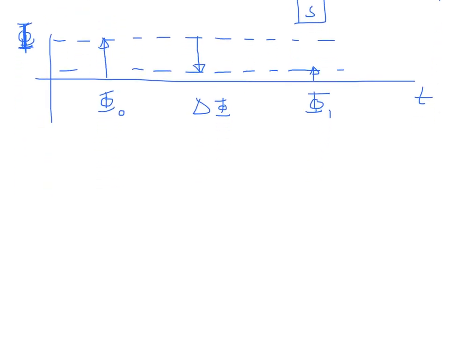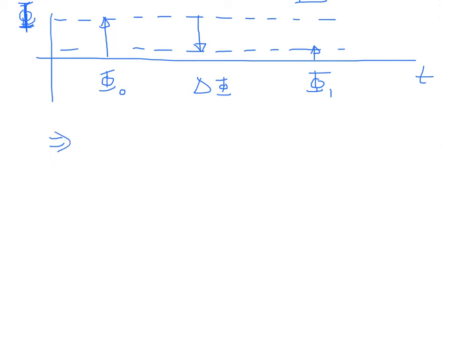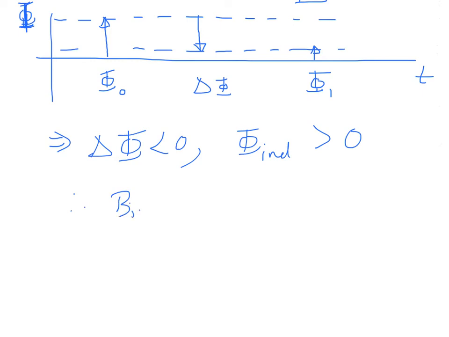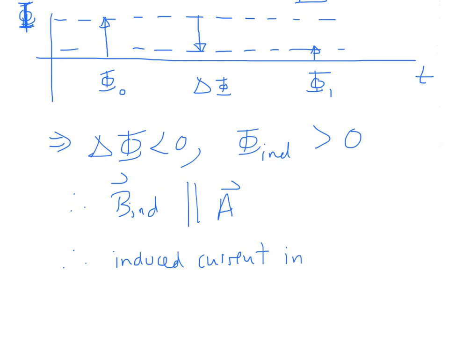So that implies, so let's repeat, since delta phi is less than 0, the induced magnetic field must be positive. Therefore, the induced field must be parallel to the A vector, or up. That implies that the induced current is counterclockwise viewed from above.